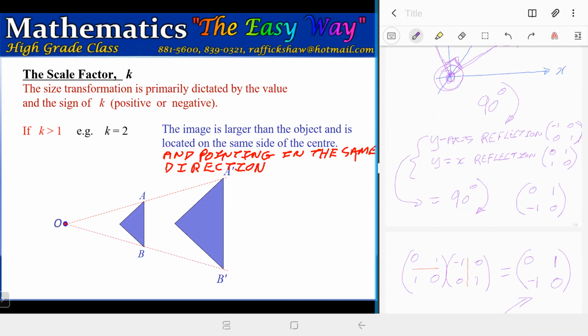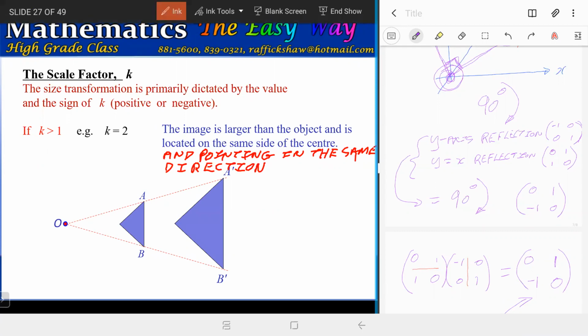Now, look at what I mean by pointing in the same direction. When I'm in class, I'm able to show it easier. On the object, A is pointing up. On the image, A is also pointing up. On the object, B is pointing down. On the image, B is also pointing down. So the image and the object are pointing in the same direction. And both of them are on the right of the center. That is why the scale factor is positive.